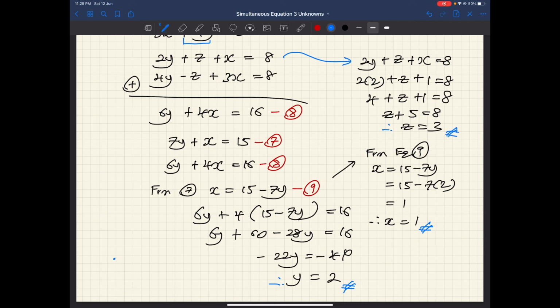Once you have solved this system, you have your value for x, which is 1, value for y, which is 2, value for z, which is 3.